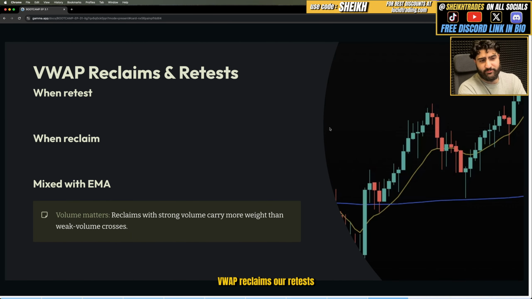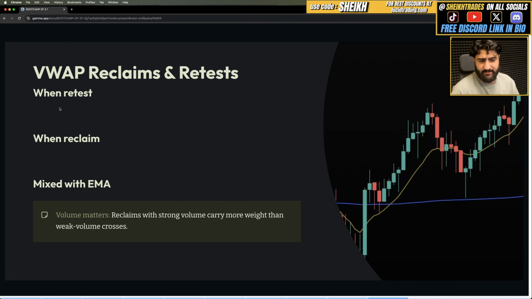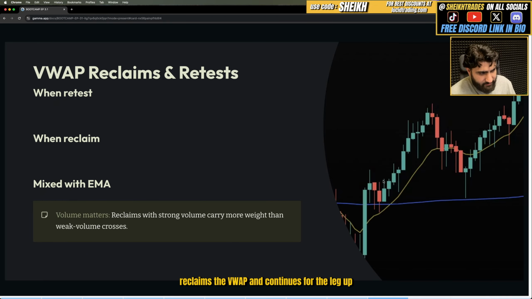VWAP reclaims and retests. We went into it a bit earlier, but this is just an example of when the VWAP reclaims. Once again, perfect example here. It breaks out, it moves up, holds VWAP, reclaims the VWAP, and continues for the leg up. And what does that mean? That's a VWAP reclaim. So when I say VWAP reclaim, that's what I mean.